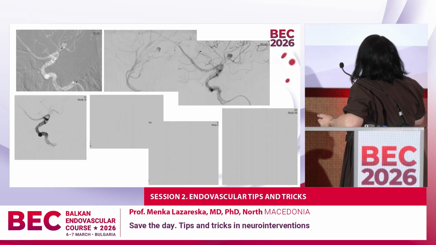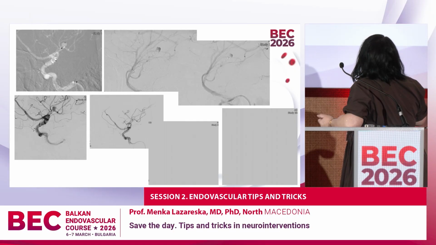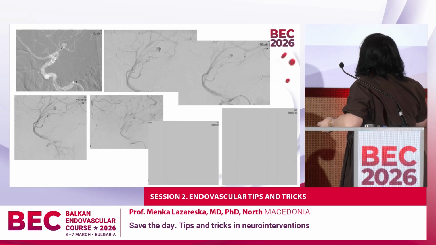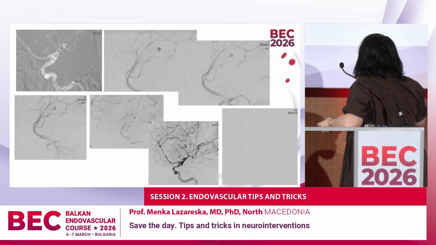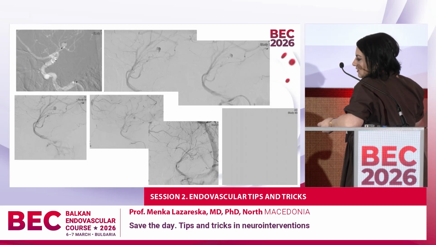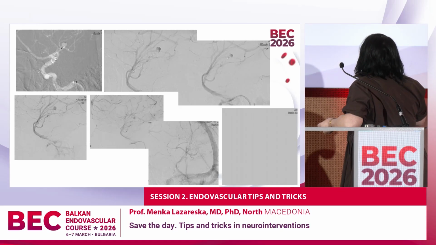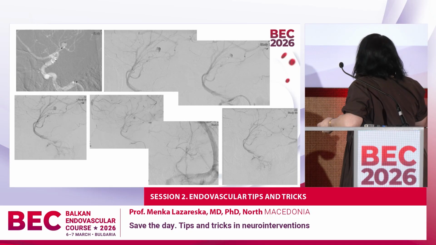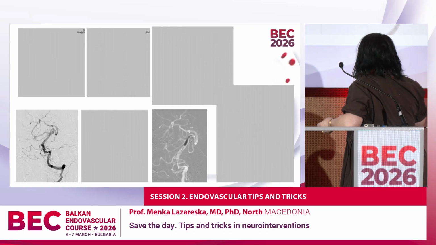It was tricky to position this, okay, and this is maybe, yes. We can see that we have a slow flow in one of the branches of the pericallosal, and after that, we give the intra-arterial GP2B3A, and we are trying to position this web better.